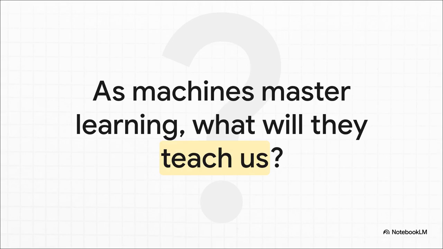And that brings us to the big final question to think about. We've seen how machines can learn with a teacher, how they learn by themselves, and how they learn through experience. And now, we're seeing them combine all of these methods at a scale that's honestly hard to even wrap your head around. So as these machines continue to master every way of learning, you have to wonder, what are they going to end up teaching us?